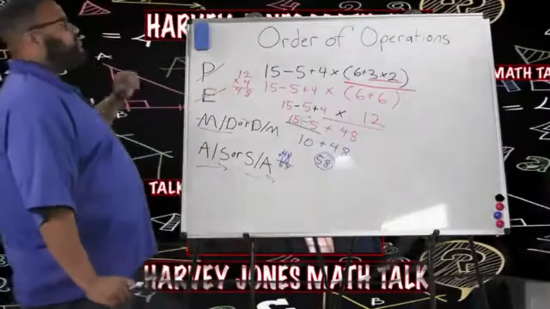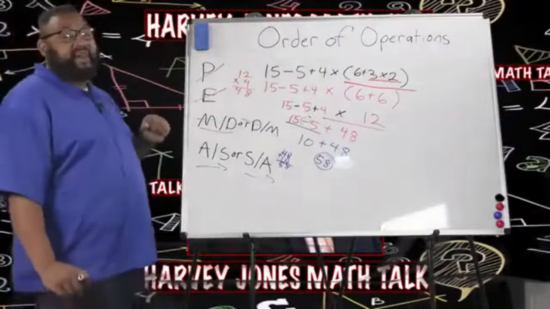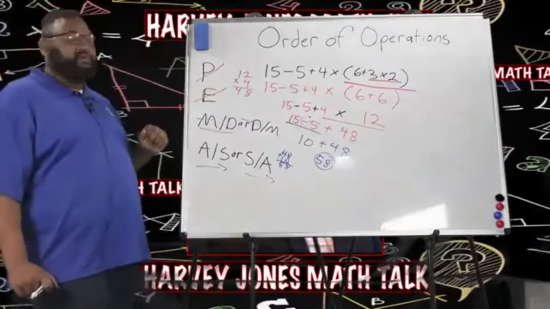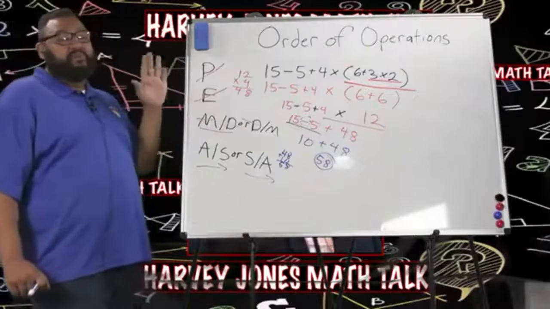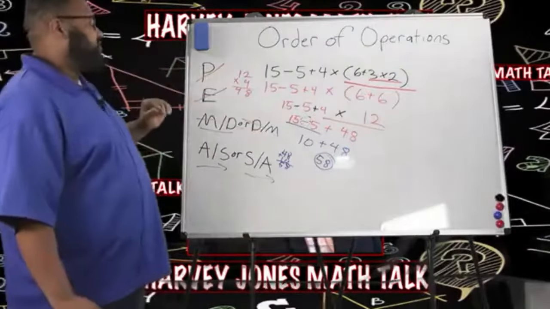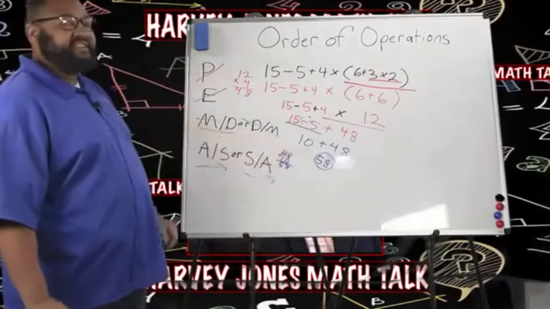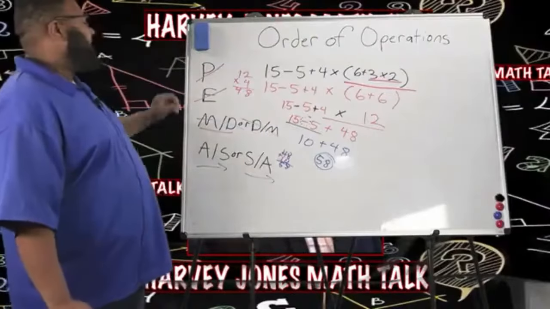What am I using? I'm using the order of operations. I'm not doing Mr. Jones's operations. No. I'm doing what the math people developed a long time ago. Orders of operation. So the correct answer is 58. Your correct answer is 58.